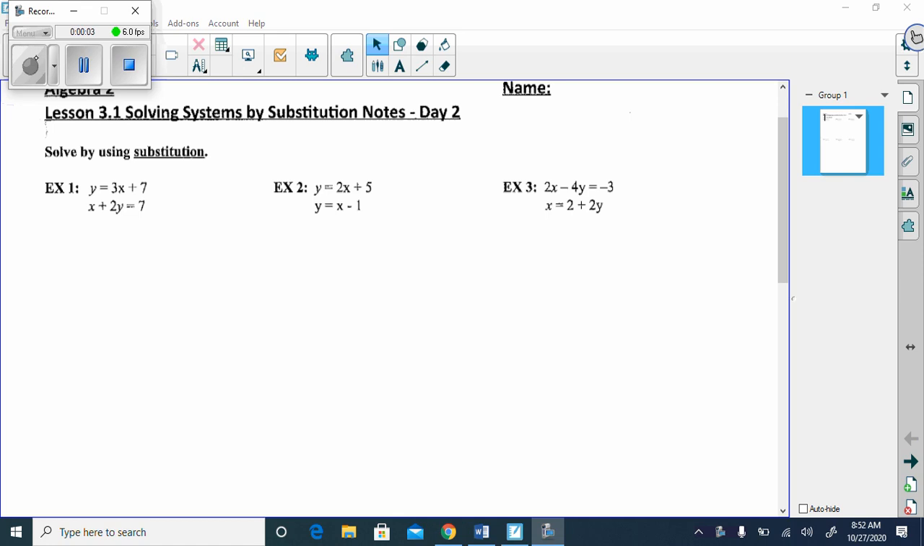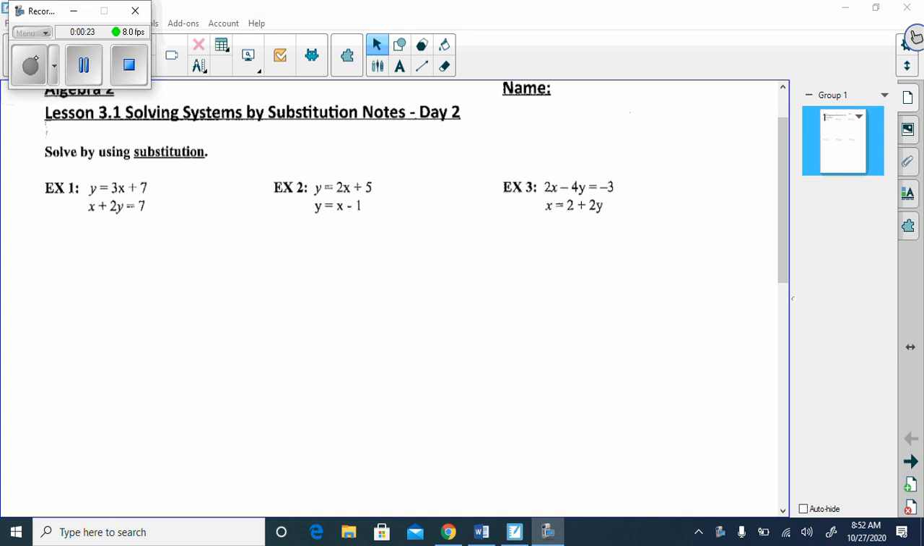Solving systems of equations, and our first method we used was graphing. So we solved by graphing on Thursday. Today we're going to be using the method called substitution. We probably did this in a previous class. Substitution just means to substitute one equation in for another variable.